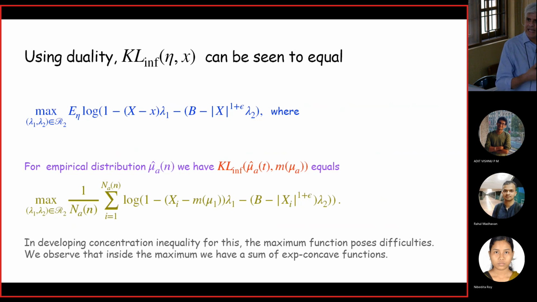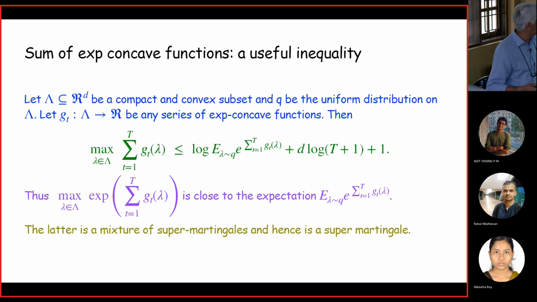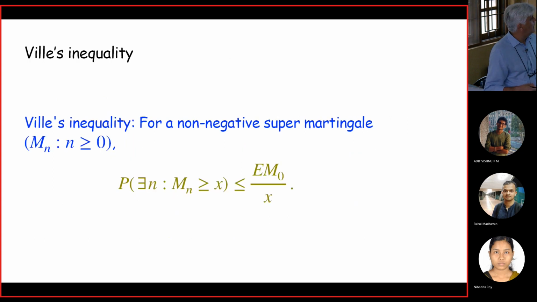And with supermartingales, I can do concentration inequalities. I have tools and techniques, and I'll show you Ville's inequality. This is exactly for getting anytime concentration inequalities for supermartingales. So if I have this expectation, then I'm in good shape. If this max is causing trouble, with this inequality I can get this expectation. So that's the big idea here. The latter is a mixture of supermartingales and hence a supermartingale.